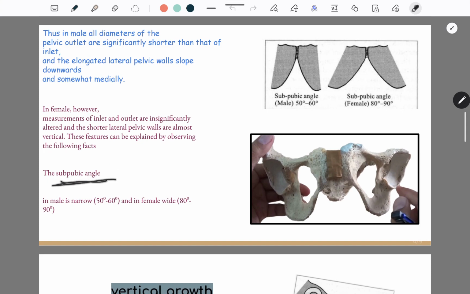This can be explained by the subpubic angle. The subpubic angle in male is 50 to 60 degrees. The subpubic angle in female is 80 to 90 degrees. This is the subpubic angle.